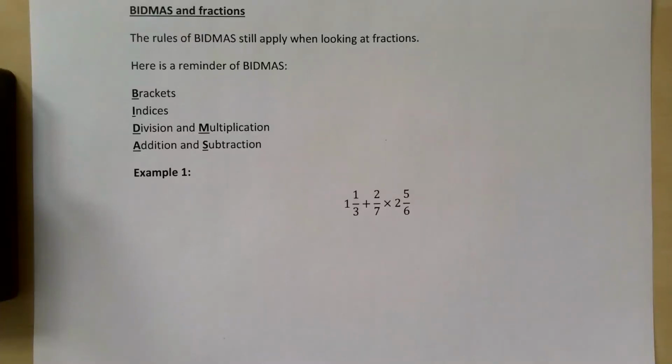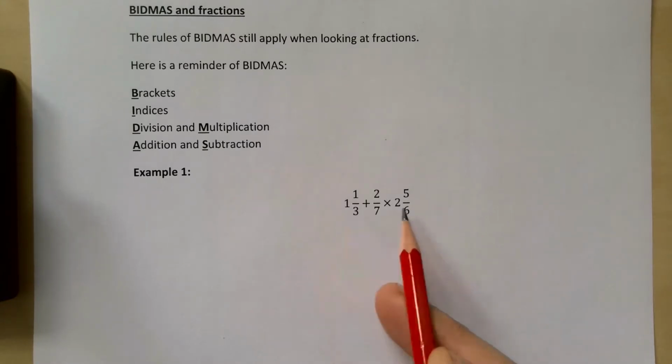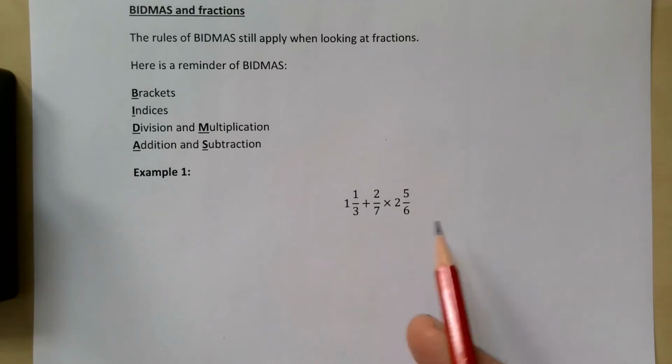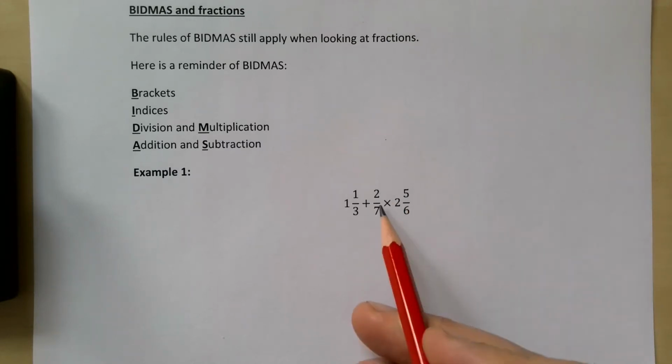Some Year 10 notes. It's chapter 1, and it's BIDMAS and fractions. So we have this one here, and we need to use the rules of BIDMAS to work it out. We have a multiply sign here, we have an add sign here, so we need to do this calculation here first. So how do we multiply this with a mixed number?